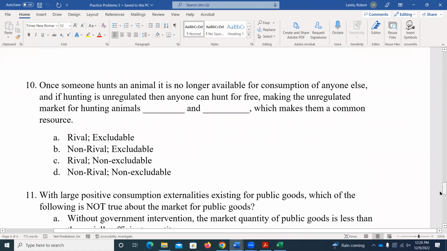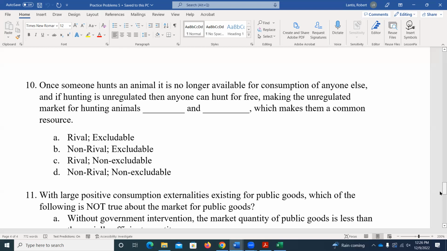Let's say once someone hunts an animal, it's no longer available for consumption. And if hunting is unregulated, so that anybody can hunt for free, so let's say we had a completely unregulated market, we would say that hunting for animals would be blank and blank. If I hunt this animal, no one else can, so this good is rival. Rival means when I use it, nobody else can. A police officer's benefit, everybody else can still use as well. But if I'm buying a hamburger and I eat it, no one else can eat that hamburger again.